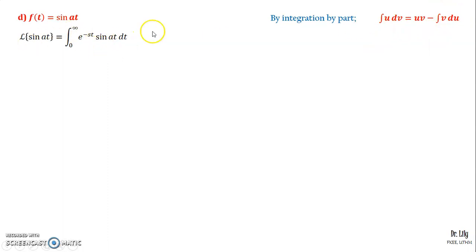Okay, so dalam kes ni, yang mana u, yang mana dv. So, kita kata sin AT ni adalah kita punya u.